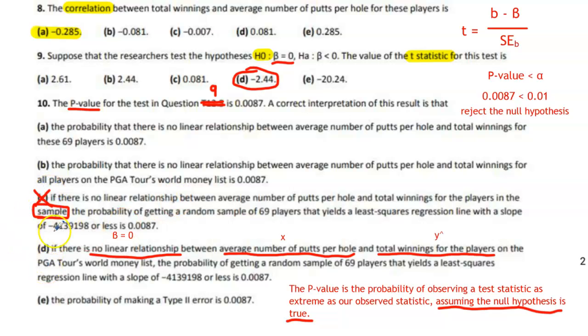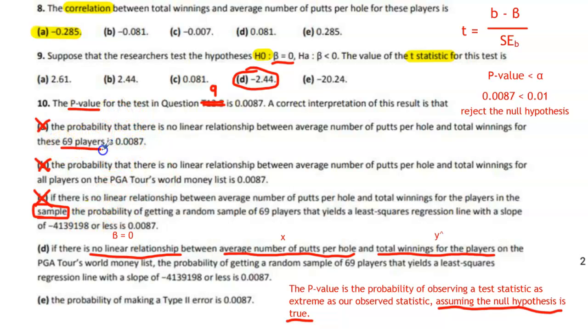This question has already been answered. The sample we know about. We don't know about the population, the total winnings for all of the players on the PGA Tour's World Money List. Now, these first two, A and B, both talk about the probability that there is no linear relationship. We don't know the probability that there is or is not a linear relationship. We're saying if there was no linear relationship, the probability of getting this or something more strange is 0.0087. So both of these talk about the probability being exactly 0.0087.